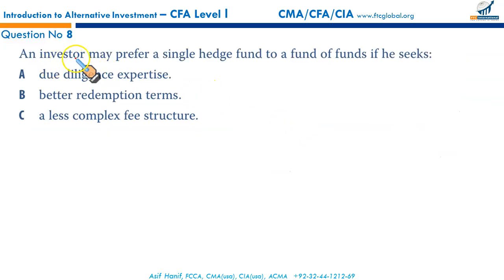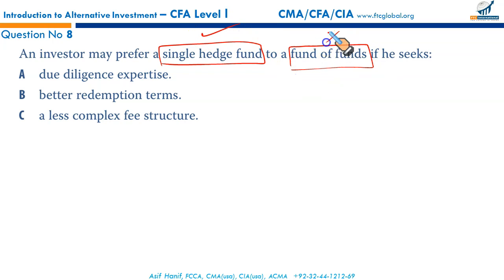Next question. An investor may prefer a single hedge fund rather than a fund of funds. Why would he go for a single hedge fund? If he seeks due diligence expertise. Now, this is interesting. Remember, funds of funds have some expertise in conducting due diligence on hedge funds. So this is the feature of funds of funds, not a single hedge fund. So this is not the reason why an investor would choose a single hedge fund. Incorrect. Better redemption terms. Again, funds of funds offer more favorable redemption terms than an individual single hedge fund. So this is again a feature of funds of funds.